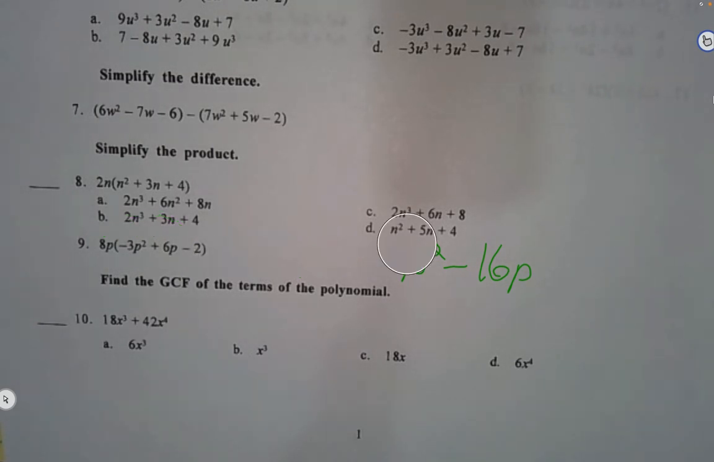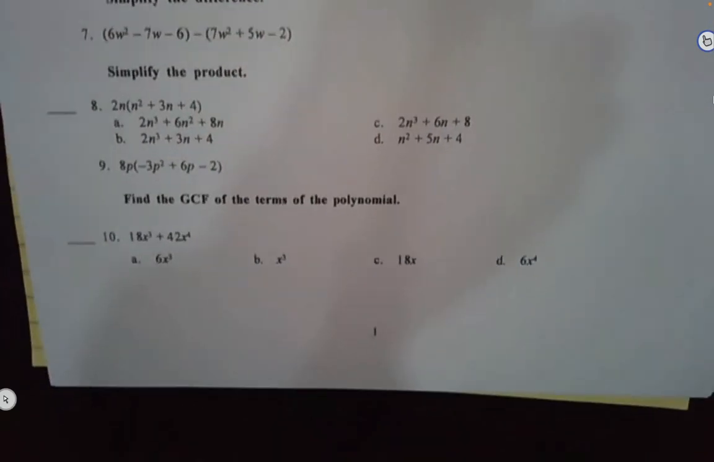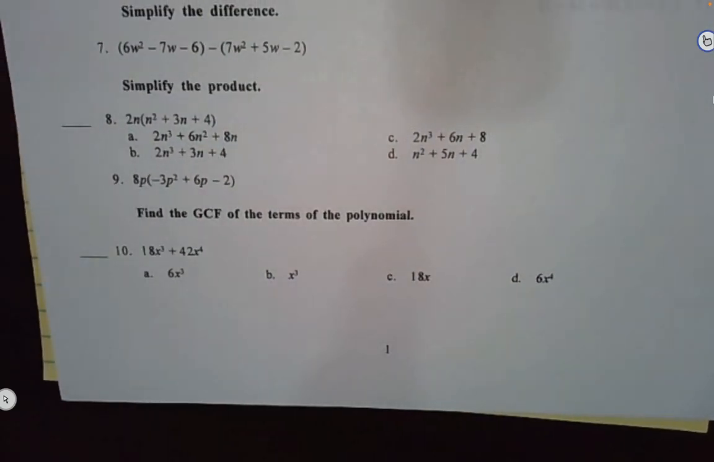Alright, number 10. On number 10, they don't want us to factor out just yet. We're getting there. On number 10, they just want to know what number and how many variables can I factor out. Okay, what do they have in common? That's that common word right there. So let's look at 18 and 42. What's the biggest number that goes into 18 and 42? So it's 6. So I know I'm looking at a 6.